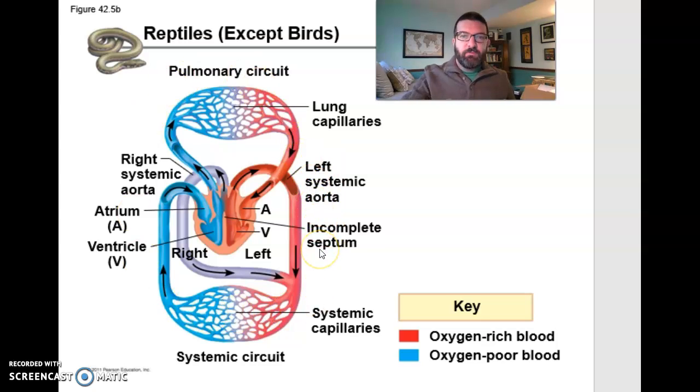and so it's a bit more efficient. Reptiles also don't tend to use nearly as much energy as other organisms because they're also, like amphibians, cold-blooded. They don't do nearly as much moving. You see a lot of sitting and waiting from reptiles. But still, pulmonary circuit going to the lungs and back, and systemic circuit going to the tissues and back.